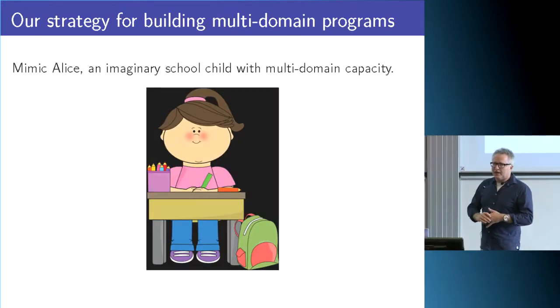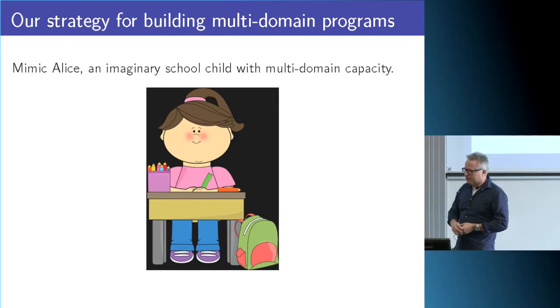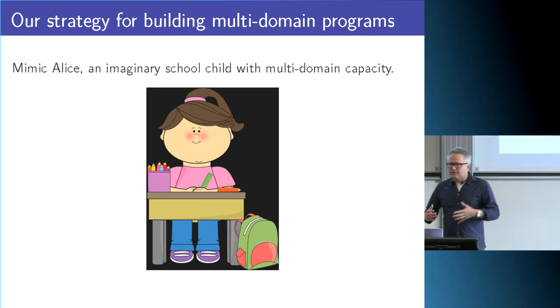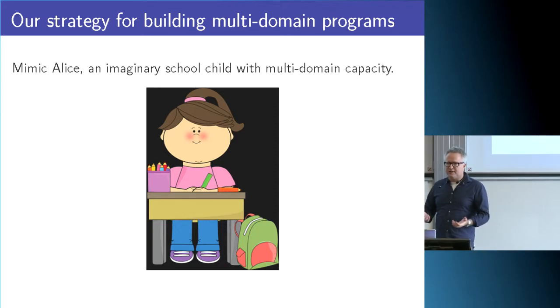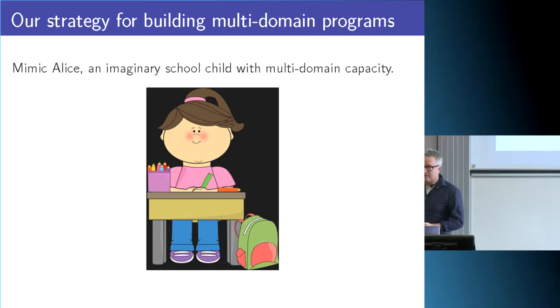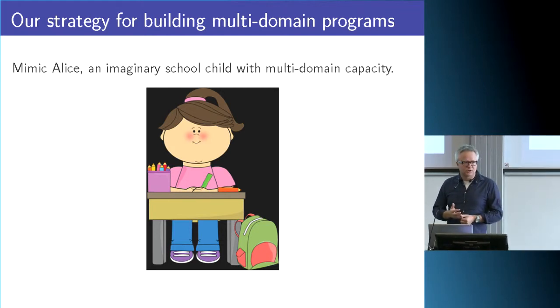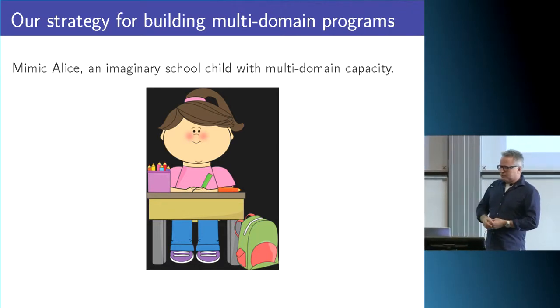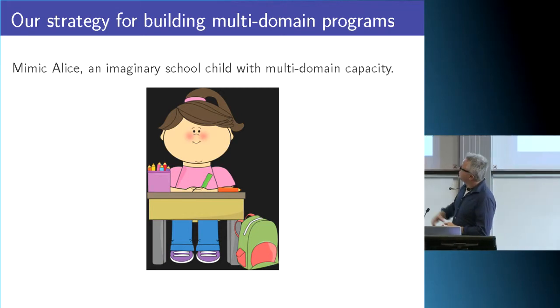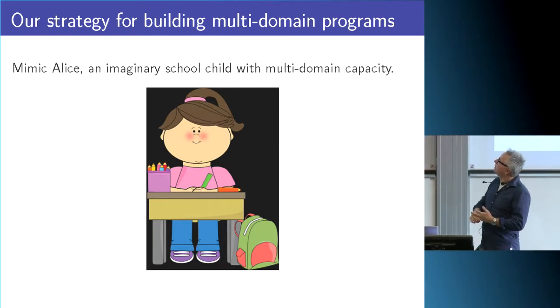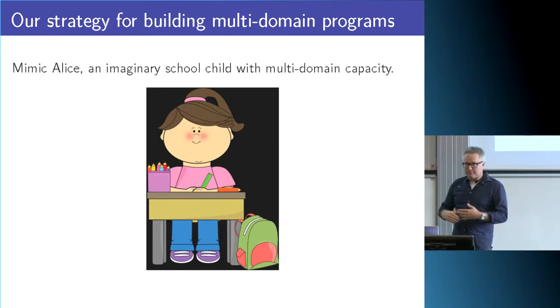So we have the same strategy that Chris was mentioning in the introduction. We look at who has this versatility in the animal kingdom, and we see animals and humans in particular. So our idea, and many other people's idea, is to try to mimic the way a human child develops and see where that can bring us. Now let me introduce Alice, an imaginary schoolgirl with multi-domain capacity, like most humans.